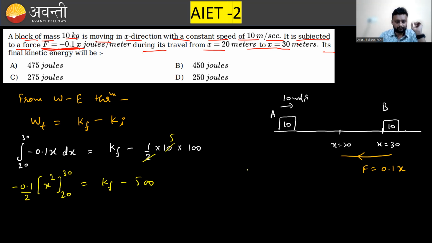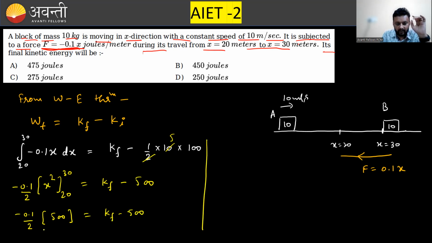Is every step clear till now? Now you can put the limits. Minus 0.1 divided by 2. If you can see that, upper limit minus lower limit, upper limit is 30. 30 square means 900, minus 20 square means 400. 900 minus 400, that is 500. Clear? So that will be 500 is equal to K final minus 500.